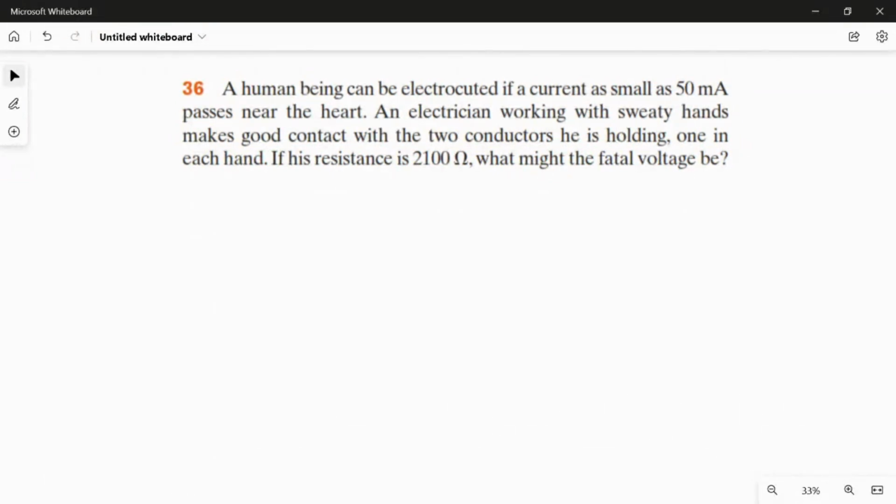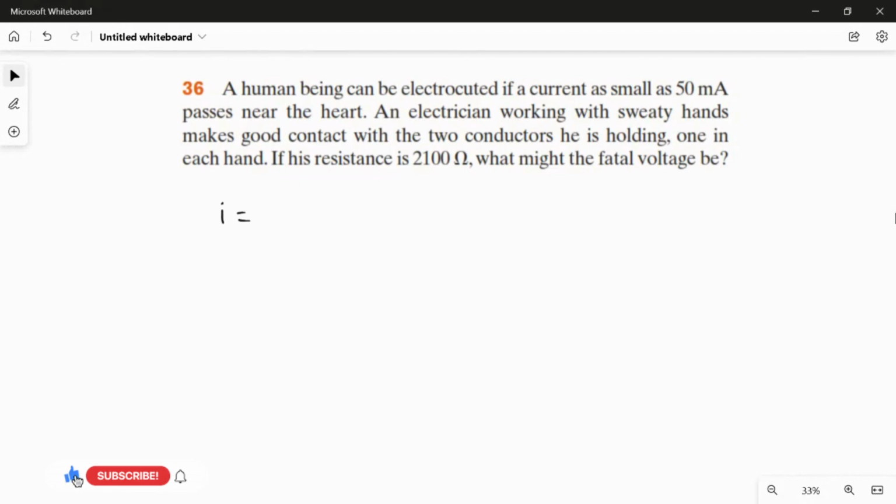So for this, we have to use the basic equation which we studied in the theory, V equal to I multiplied by R. V stands for voltage, I is the current, and R is the resistance. So first of all, let's rewrite the given first. So what is given in the question?